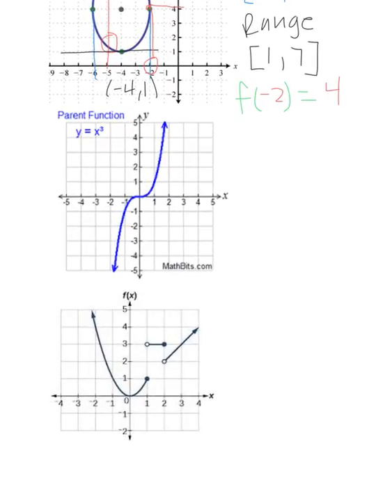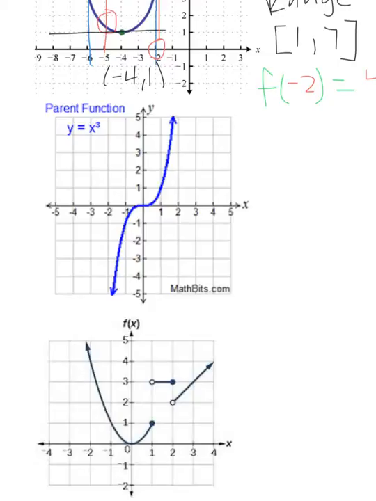Now this next one is a cubic, so I'm just going to label that. It's cubic because it's got an x cubed term in it. In fact, it's given to us as y equals x cubed, and that's the shape of a cubic as well. If we do a vertical line test on this, there's no place that we can draw a vertical line that crosses more than once. So this is a function. So yes to that question.